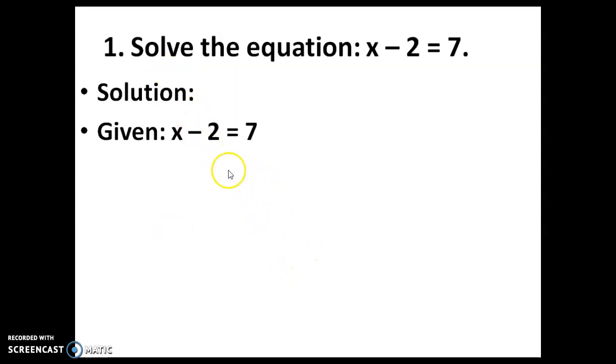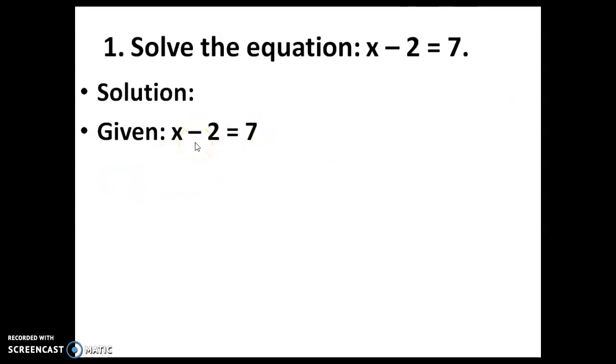One way of solving is to keep x alone on one side of the equal sign. Either it can be LHS or RHS, no problem. So x should be on one side of the equal sign and the constant should be on the other side. In order to do that, what should we do in this problem? We have x minus 2. We have to remove this minus 2. If we add plus 2, this minus 2 will become 0.